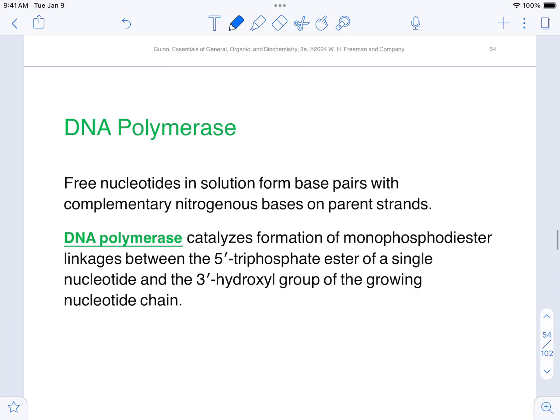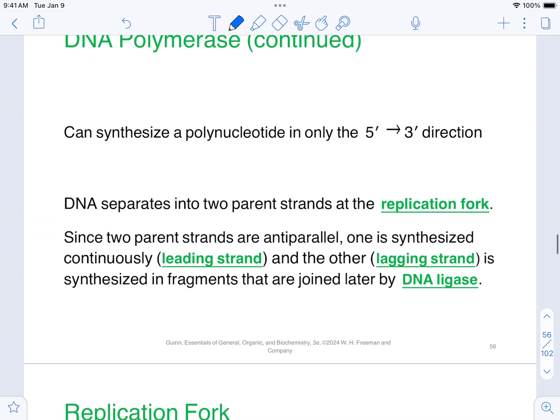So an important enzyme, DNA polymerase, catalyzes the formation of a phosphodiester linkage between the 5' phosphate of a single nucleotide and the 3' hydroxyl group of the growing nucleotide chain. That's something we saw in a previous video that this enzyme helps with. And this has to be in the 5' to 3' direction. It can only synthesize if it's in that direction.